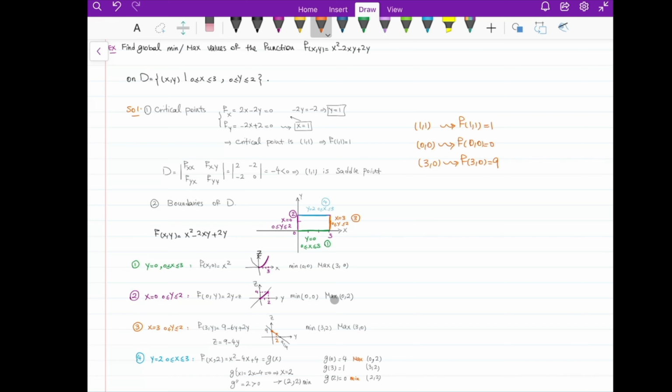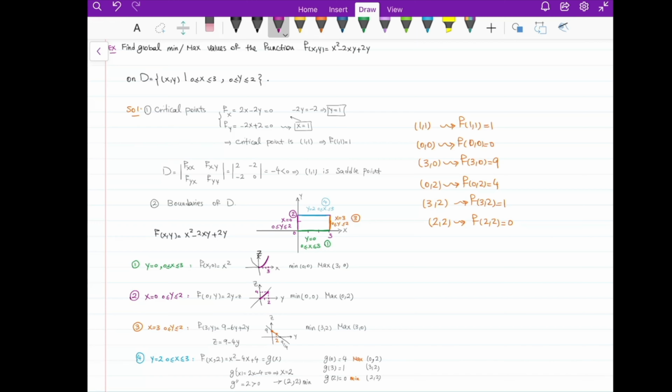What else? I got the point 0, 2. f of 0, 2 is equal to 4. What else? I got the point 3, 2. f of 3, 2, just plug in 3, 2 into the given function. So I got 1, and what else? 3, 2, 0, 2 I already did, 3, 0 I already did, and then just 2, 2. f of 2, 2 is equal to 0.